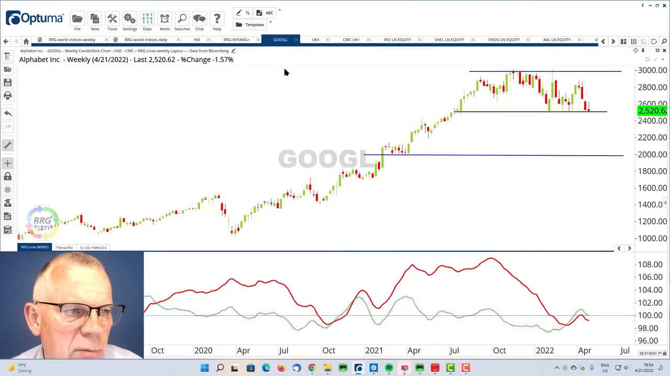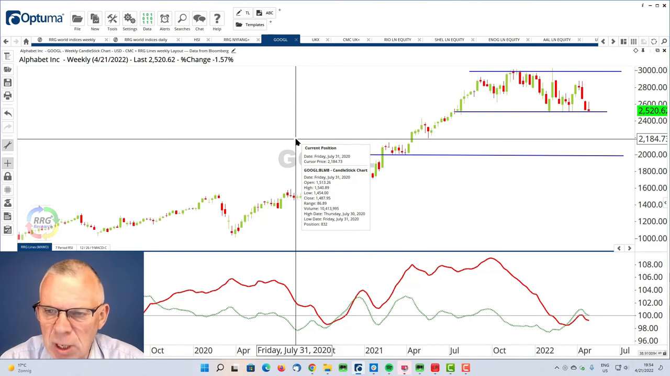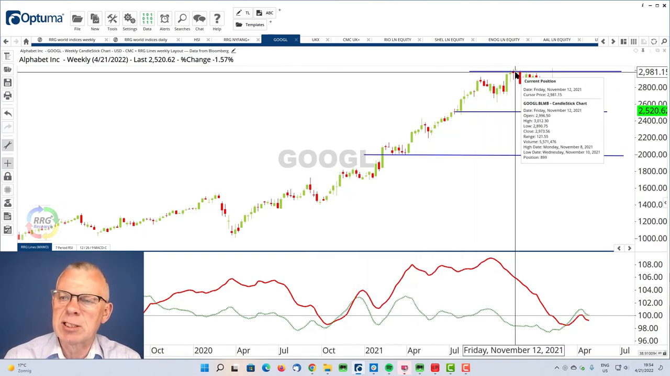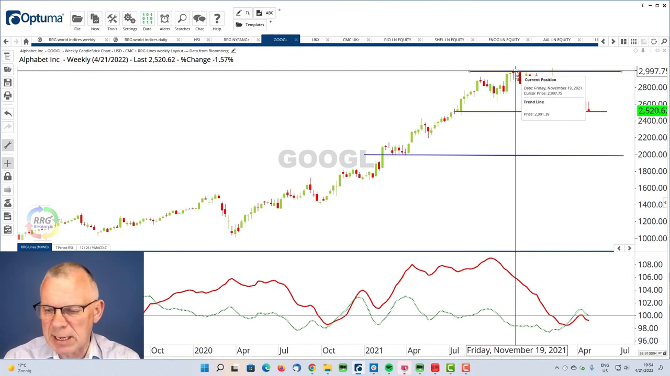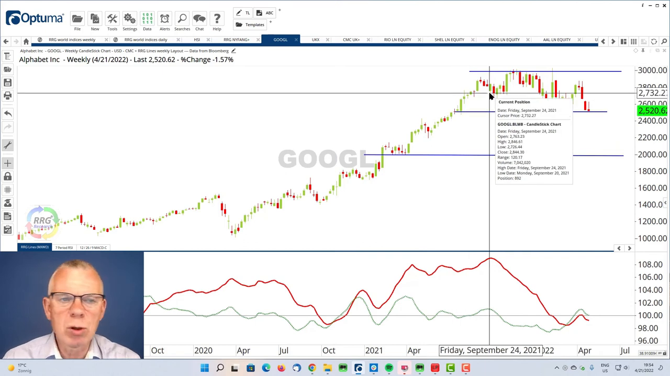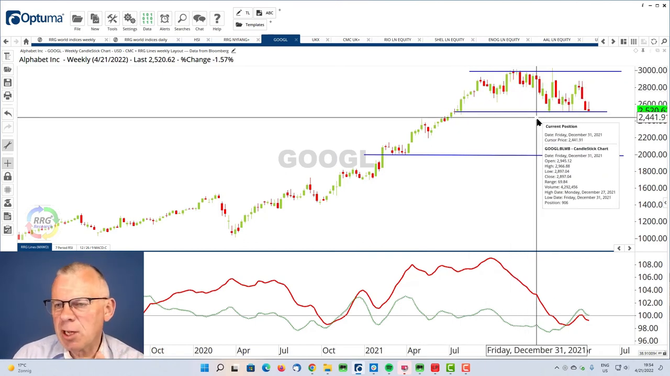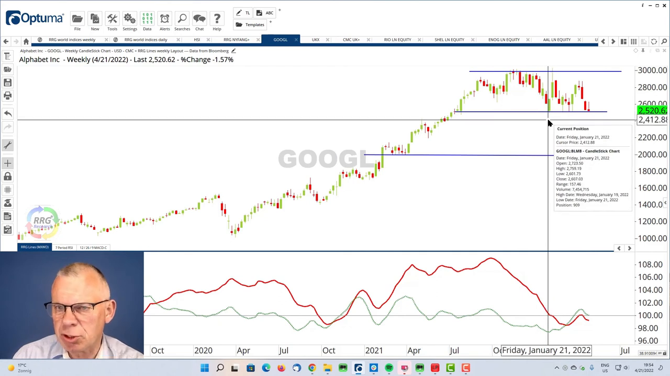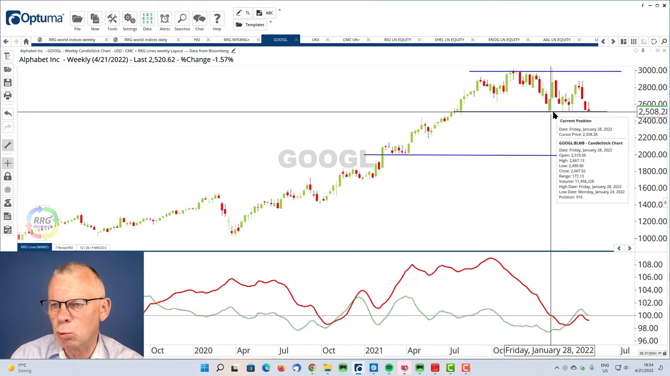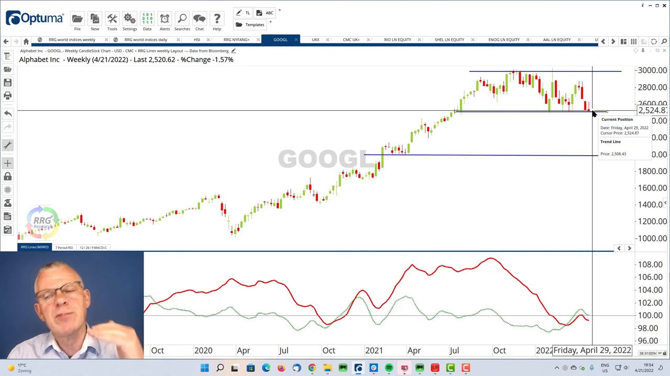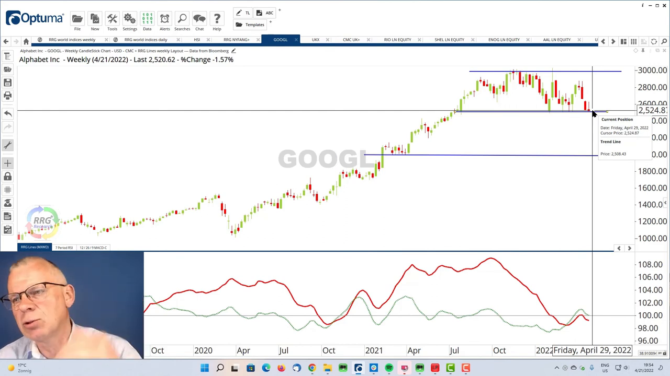Here's the price chart of Google Alphabet on a daily scale. And you see that after it reached its high around 3,000, and that happened in mid-November last year, Google started to form a range. And over the last few weeks, we have tested a support level around 2,500. This is once, twice, three, four, and now for the fifth time, we're getting down to that support level.